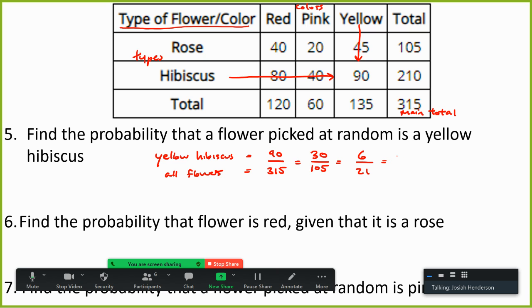And I think we could divide by 3. So 2 out of 7. So there's our fraction answer. Divide it, 28.6%. 28.6% chance of randomly picking one flower and getting a yellow hibiscus.